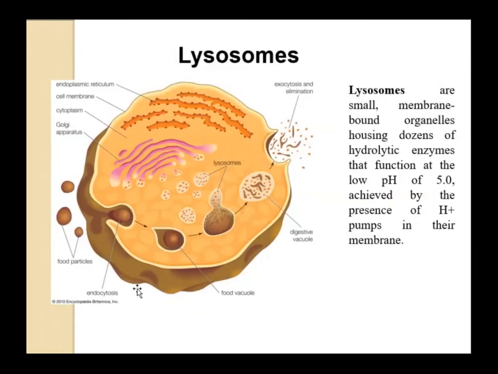Then we are coming to lysosomes. The name lysosome implies "lyso," which means cut or digest. These are the organelles which house a high amount of hydrolytic enzymes that function at low pH. It will be pH 5. That is achieved, as we know, by the presence of H pumps on the membrane.